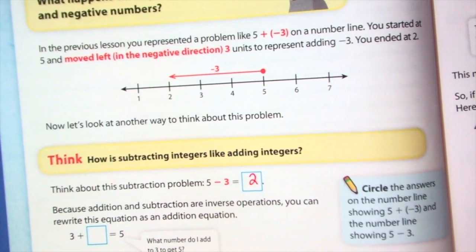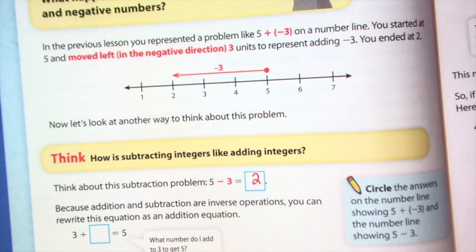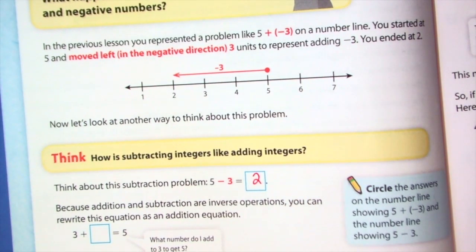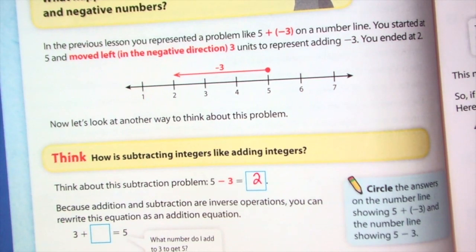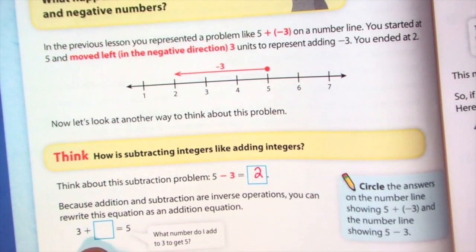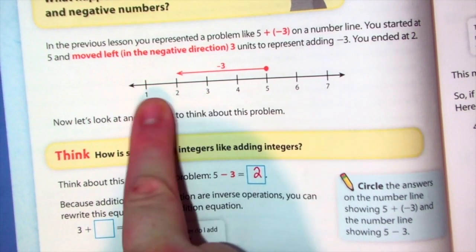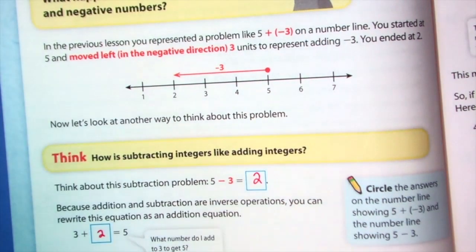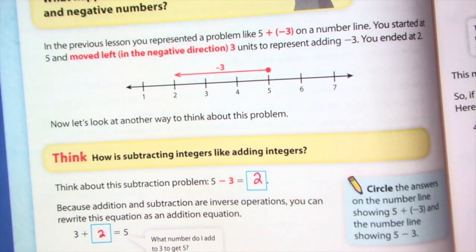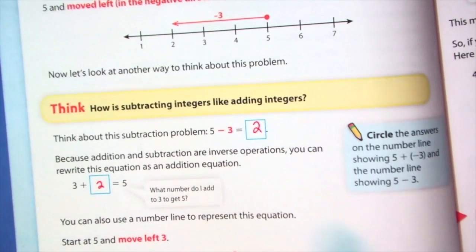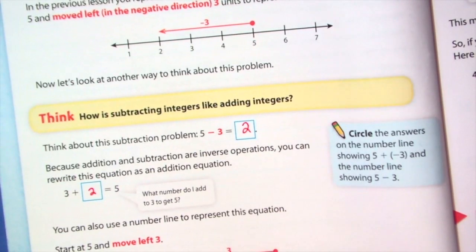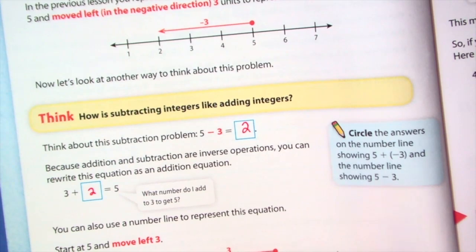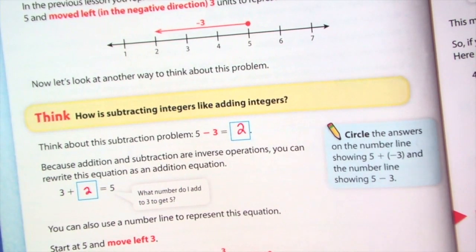Now, because addition and subtraction are inverse operations, because the inverse of subtraction is addition, and vice versa, you can write this equation as an addition equation. You can also say that 3 plus this 2 equals 5. What I normally do is ask myself, well, what number do I add to 3 to get to 5? You can also do it on a number line to represent it. You can start at 5, and then you could say, well, I know that some 3 things have to go. What do I have left? These 2 things.